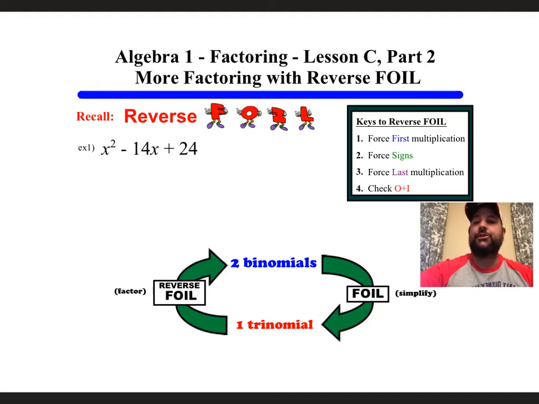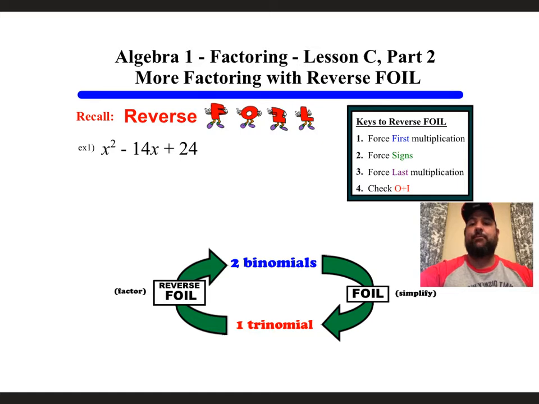And this week we're actually going to pick up where we left off last week with reverse FOIL. So if you're keeping track, we've talked about GCF and difference of squares and perfect square trinomials. We reviewed that last week. And last week we introduced reverse FOIL, which is another way of factoring where we go from a trinomial, meaning 3 terms, to 2 binomials. We're going to have 2 terms.